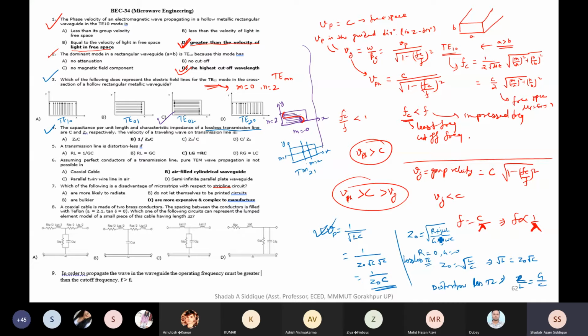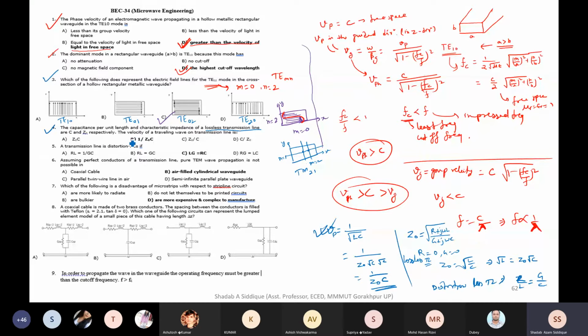So if R by L equals G by C, and here you will get j omega, j omega. So this will become R by L plus j omega, and G by C plus j omega. So this will be cancelled out because R by L and G by C are the same. So Z naught comes out to be square root of L by C. Both are the same. So for both the lossless as well as the distortionless transmission line, the characteristic impedance Z naught comes out to be square root of L by C.